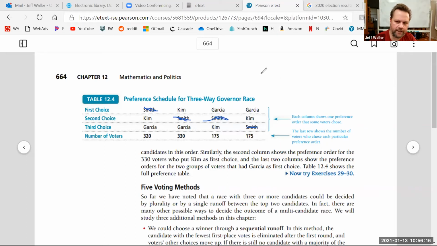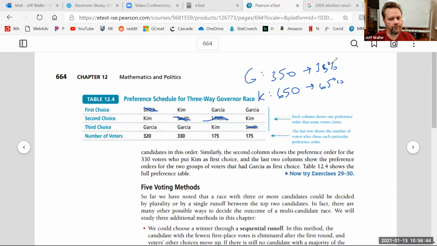So let's do this. Garcia, after the first runoff, has got 350, and Kim has got 650. So obviously I don't have to do anything else. This would be 65% for Kim and 35% for Garcia. I wouldn't have to keep going because Kim has got the majority of the votes. What would suck here is what if it ties after I eliminate one person? Then we're screwed. Then it's got to be something about what to do.